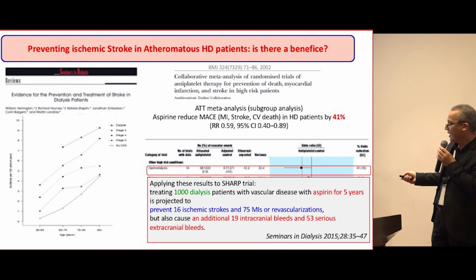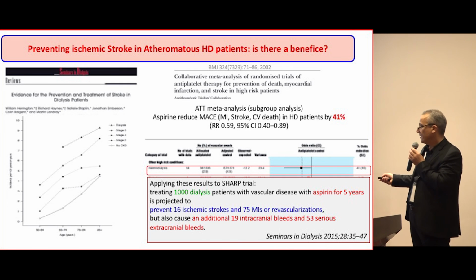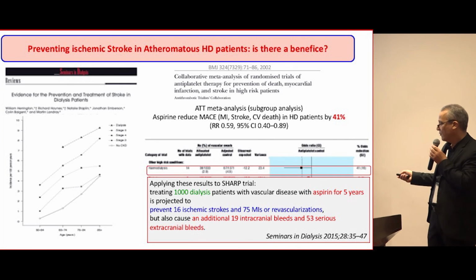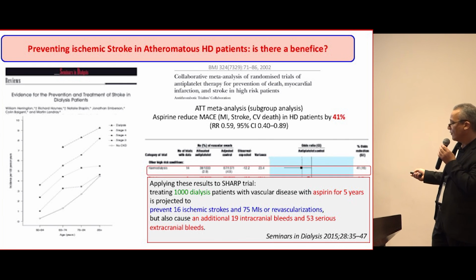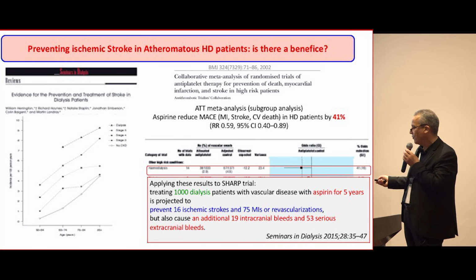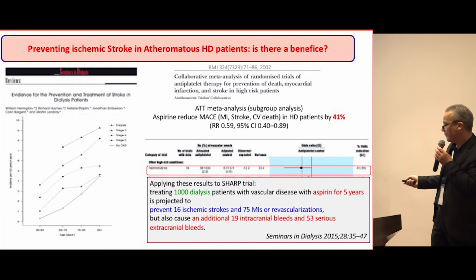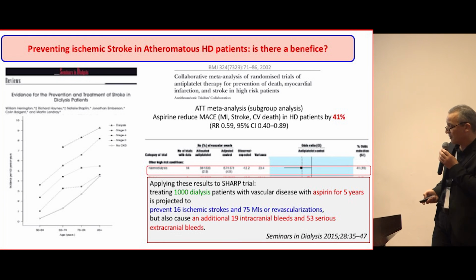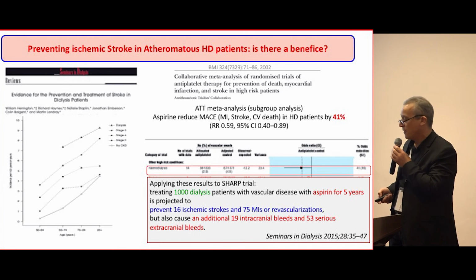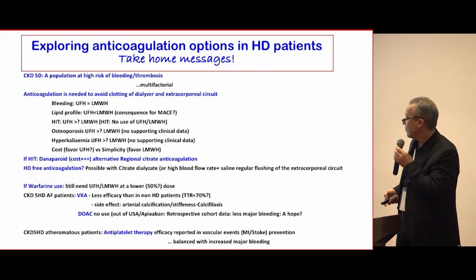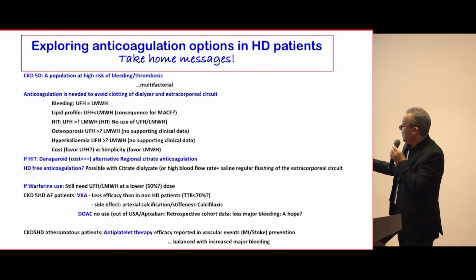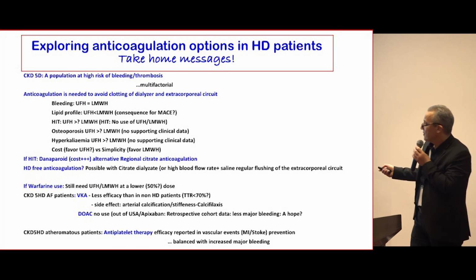If you apply this result to the SHARP trial, treating 1,000 dialysis patients with vascular disease with aspirin for 5 years is projected to prevent 16 ischemic strokes and 75 myocardial infarctions or revascularizations. However, it would add 19 intracranial bleeds and 53 serious extracranial bleeds.